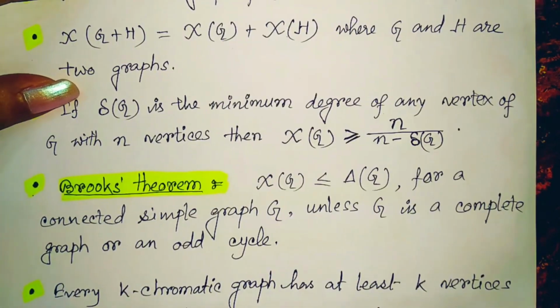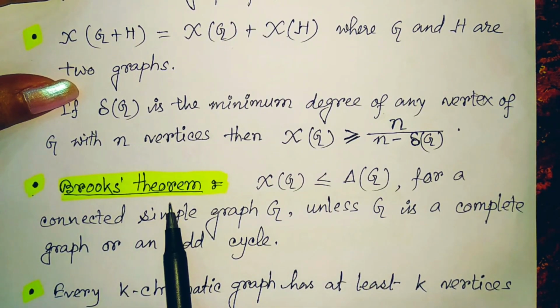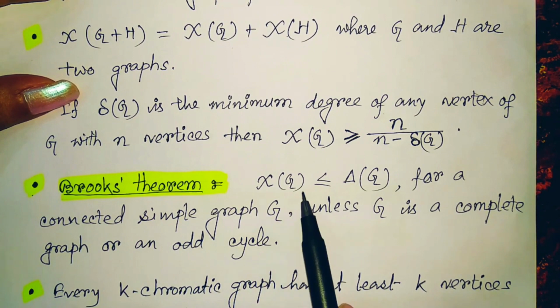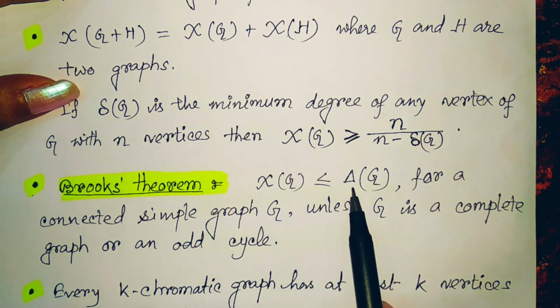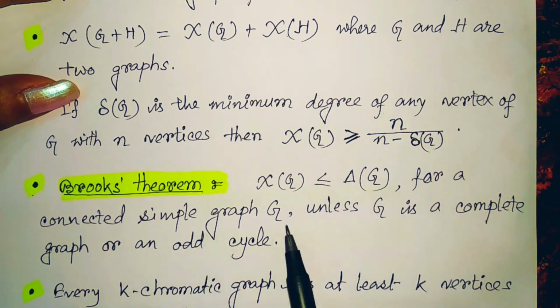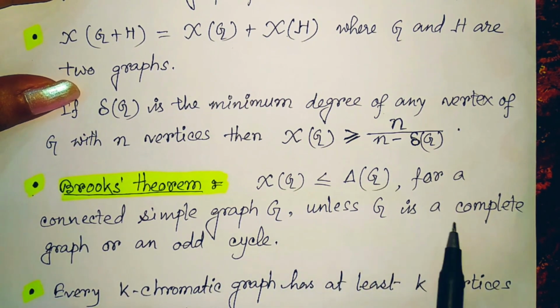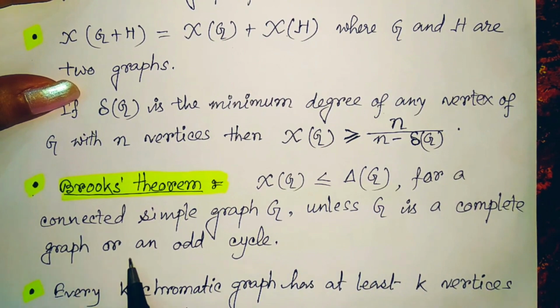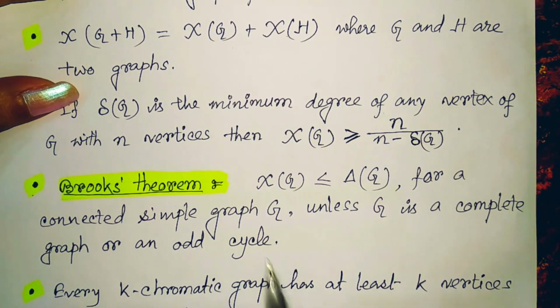Now, one important theorem for the chromatic number is Brooks' theorem. This theorem states that the chromatic number of G is less than or equal to the maximum degree of a vertex of G, for a connected simple graph G, unless G is a complete graph or an odd cycle.